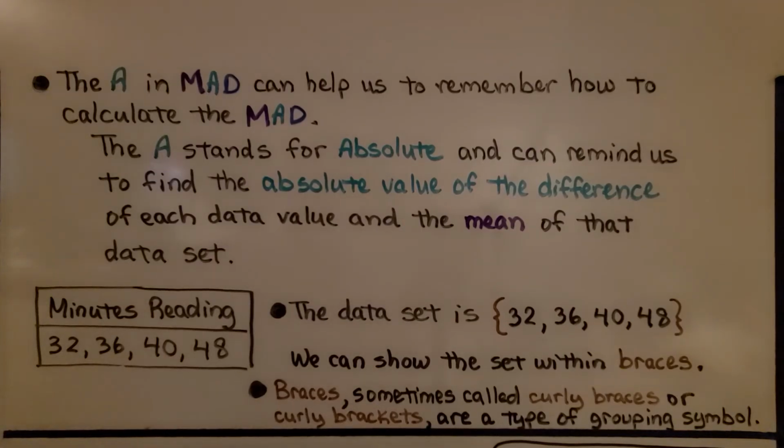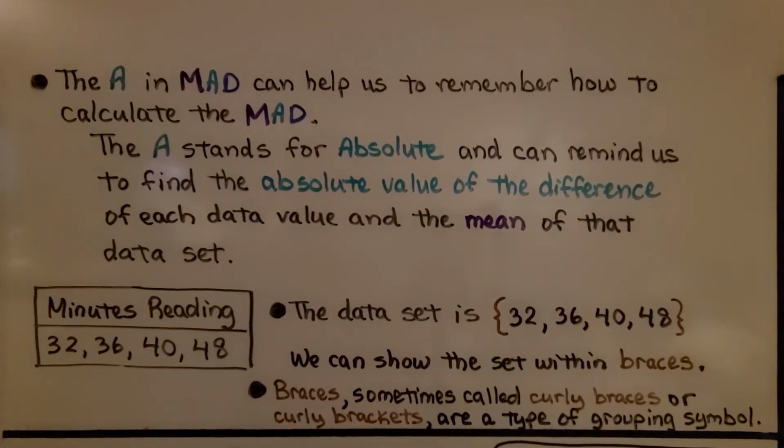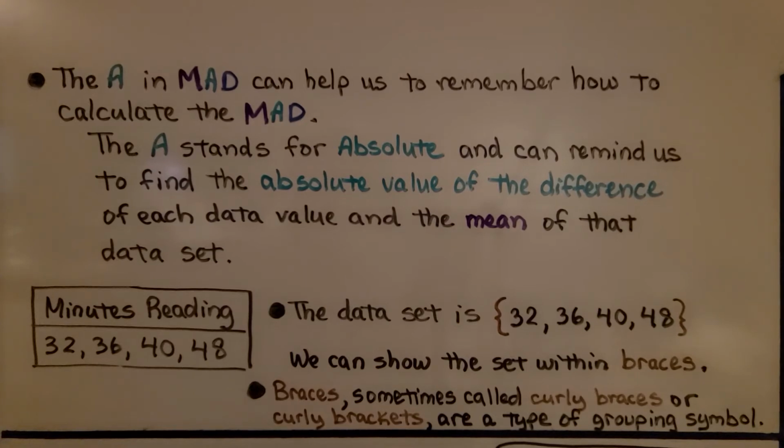The A in MAD can help us to remember how to calculate the MAD. The A stands for absolute and can remind us to find the absolute value of the difference of each data value and the mean of that data set. So for our minutes reading, this is our data set. The data set is 32, 36, 40, 48, and we can show the set within braces. These are called braces, and they're also sometimes called curly braces or curly brackets. It's a type of grouping symbol.